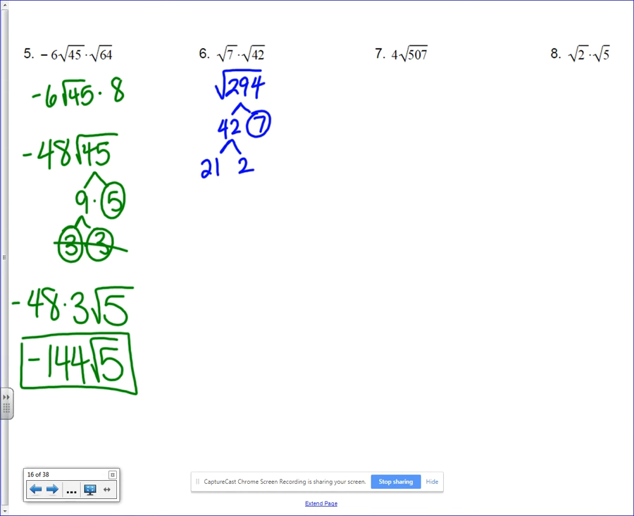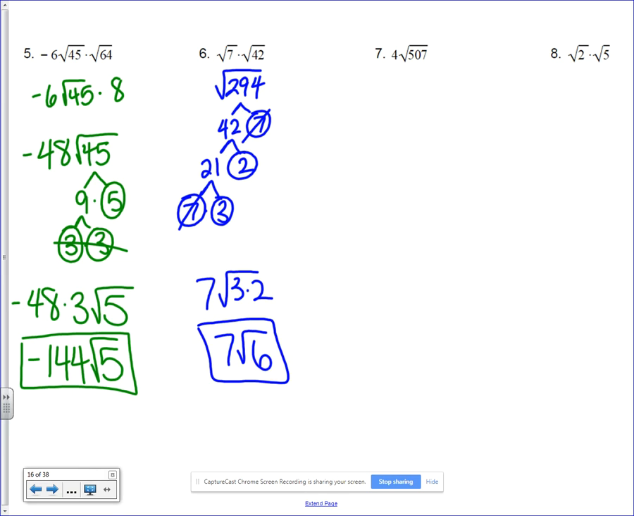21 and 2, I hear. And how about the 21? All right. So do I have any pairs? I got a pair of 7's. One of them's going to come out. What's left underneath? What is 3 times 2? And that would be your answer.